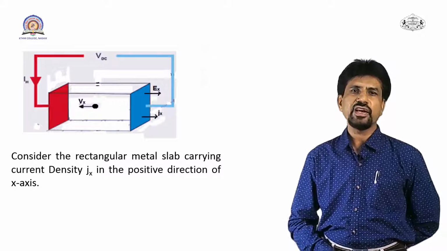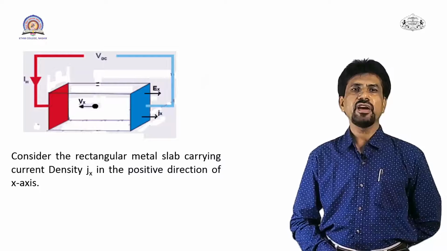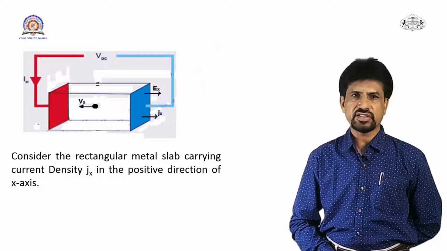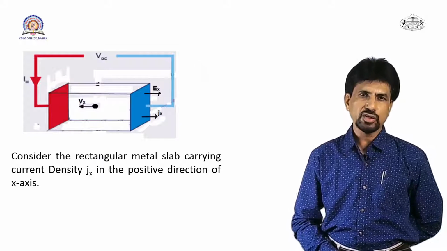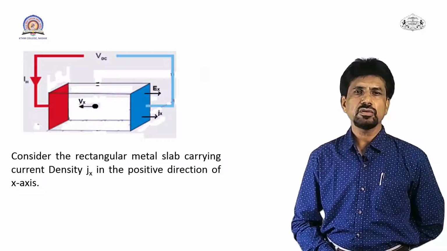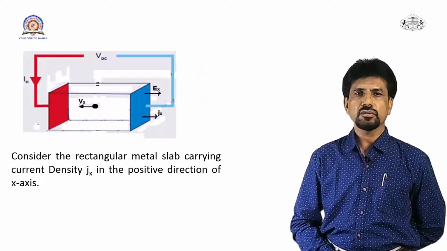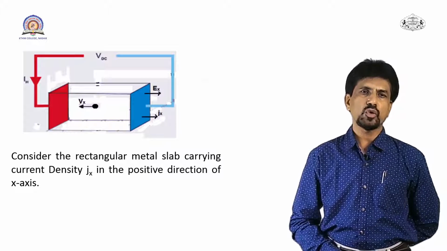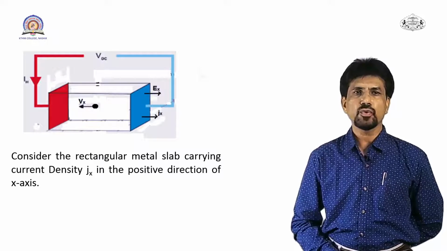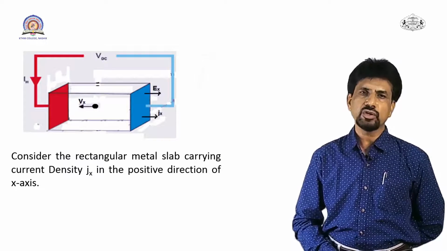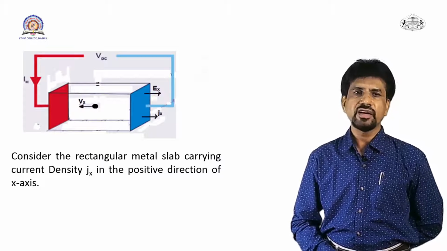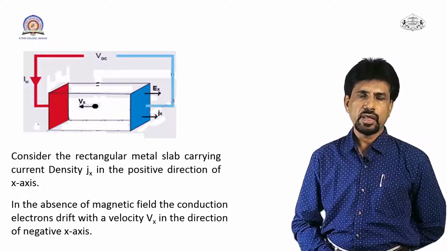Friends, now consider a rectangular metal slab carrying a current density Jx in the positive direction of the x axis. By applying a suitable potential difference across the two ends of the conductor, there is a flow of electrons from the negative terminal to the positive terminal of the battery, and due to that there is a flow of current from the positive terminal to the negative terminal of the battery. Here we are considering the current density Jx.